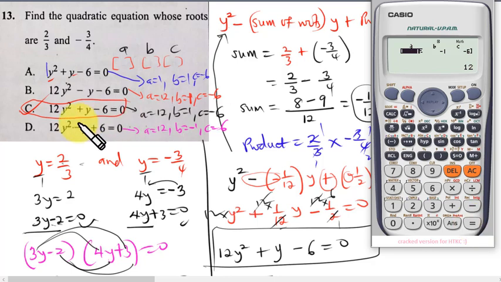So let me go to the C. The C, the A is 12, so I will not change it. Let me go on to the next one. The B is 1, so I will change that to positive 1. And the C is negative 6, I will not change that, so I'll press on the equal sign. And of course the first root is 2 on 3, and I'll press on it again. The second root is negative 3 on 4. So of course only C satisfies what I have here. That is, only C gives these roots, so that makes C the correct answer.